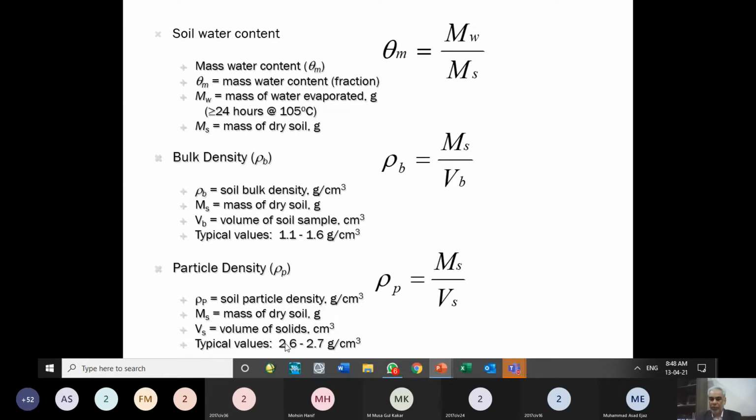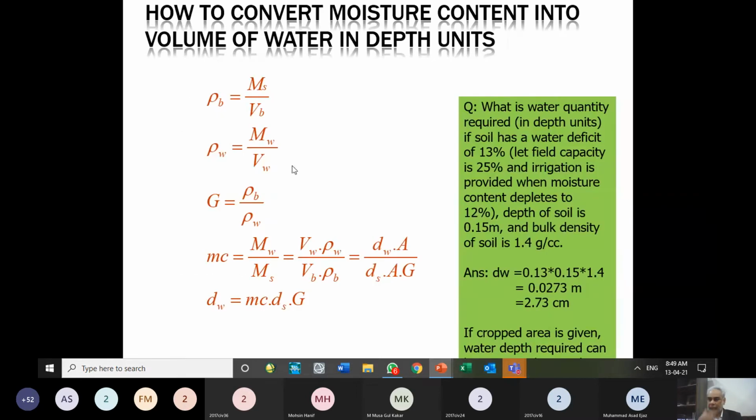In geotech, or in concrete, you use this particle density, 2.6 to 2.7 grams per cc. So we will be using this bulk density, and we will be calculating the depth of water using this bulk density value. So bringing that formula from the previous slide, bulk density is the ratio of mass of the soil to the bulk volume of the soil.